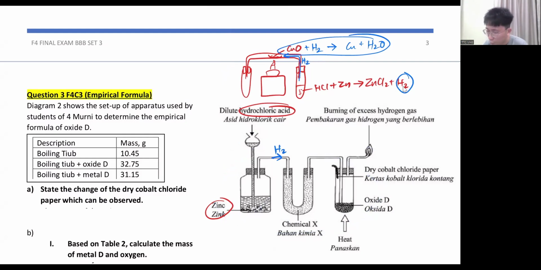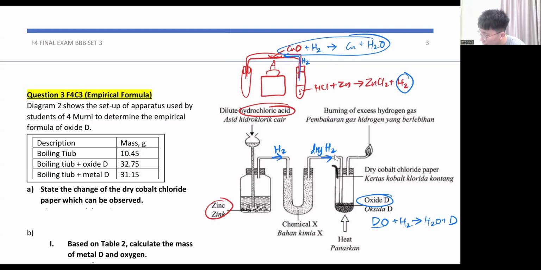We don't use chemical X anymore, because chemical X is for you to dry it off, becoming dry H2. Sometimes we're scared that the H2 comes with a little bit of water vapor, and the water vapor might affect your mass, which is the result. So we try to dry it off and get dry H2. Then only do we go into your oxide D. The oxide D will react with H2, a similar concept: your H will snatch the O, becoming H2O, and then the D becomes alone.